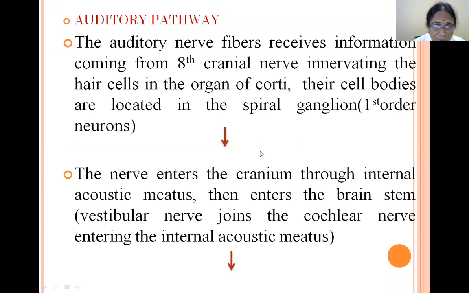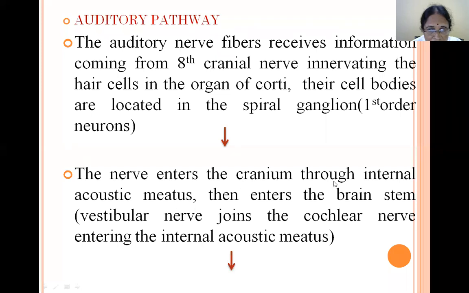And from here, the nerve enters the cranium. The nerve is outside the cranium until now. The hair cells have sent some fibers, and these are formed into the eighth cranial nerve, the cochlear division, and the cell bodies are located in the spiral ganglia. From here, the first order neuron arises. The nerve enters the cranium, which is a bony structure, through the internal acoustic meatus. Through the internal acoustic meatus, the nerve enters the cranium, and then it enters into the brainstem.